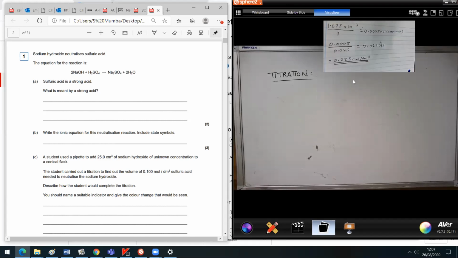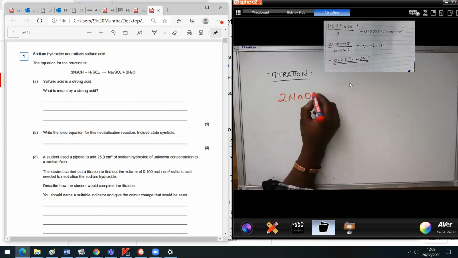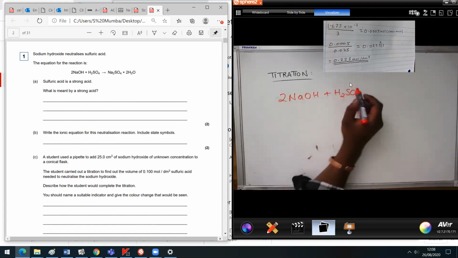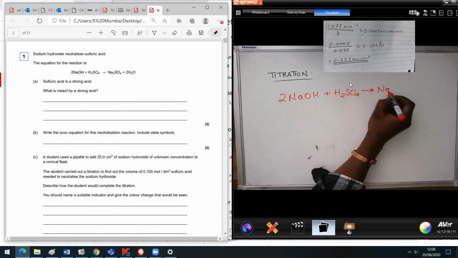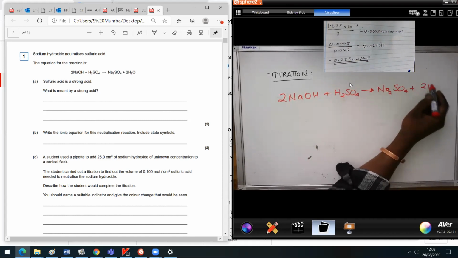So if you're going to write the ionic equation, would it be? No, we haven't looked at this. I doubt we've really looked at this, but I can give you a little hint on it so that when you do have it, it's not completely new territory. But we will do it when we start looking at acids and alkalis in more detail. Na2SO4 plus 2H2O.